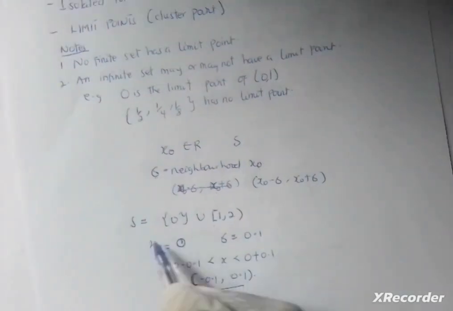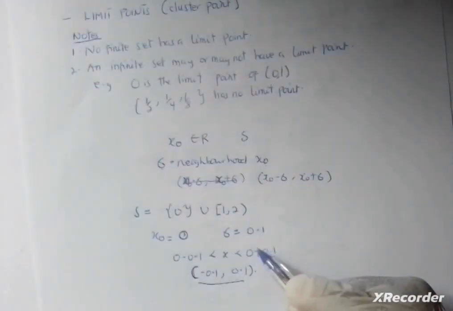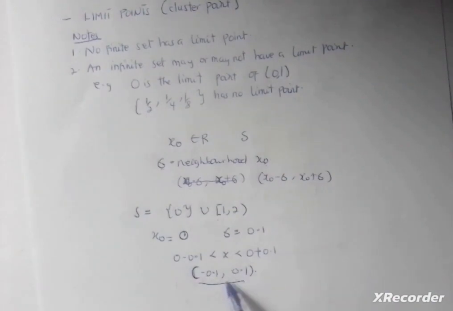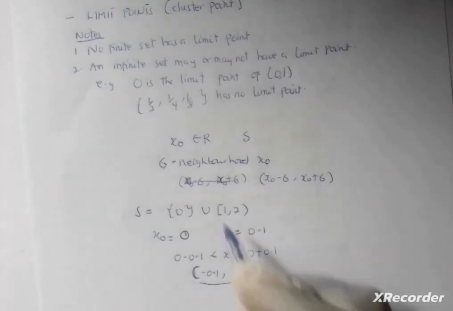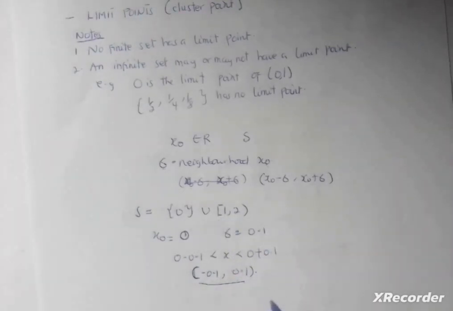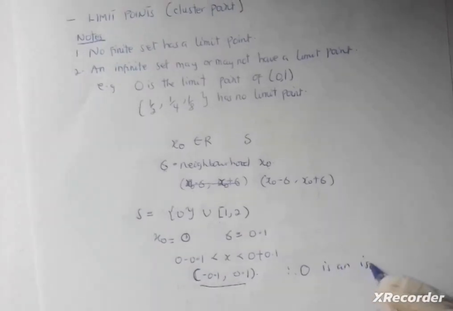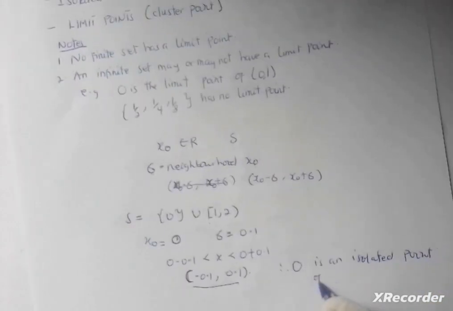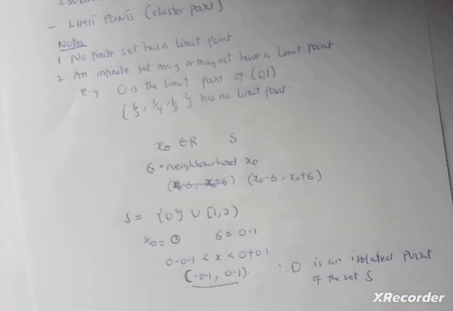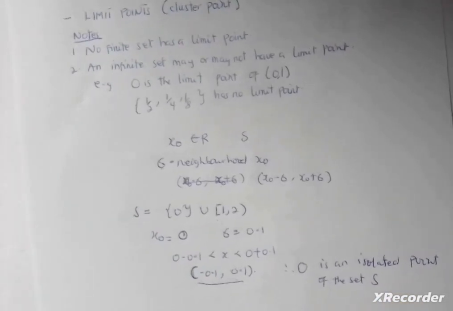So when I take this 0 out, I'll consider this interval here. From 1 to 2, we can't have any number in this interval which will fall here. No, because the maximum is 0.1 and this is starting from 1. So therefore, I can say that 0 is an isolated point of the set S. So that is all for isolated points.